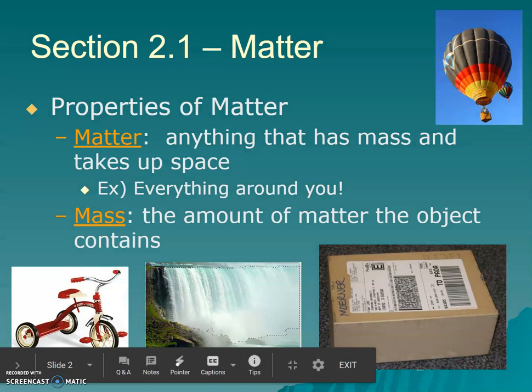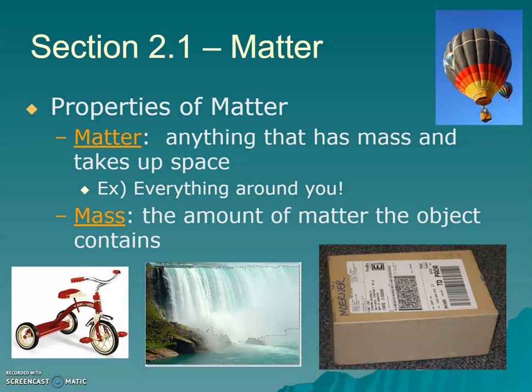All right, so first things first. What are we going to see here? Well, what is matter? Matter is anything that has mass and takes up space. So, everything around you. And what is mass? Mass is the amount of matter that an object is going to have. So these two definitions are cyclical, so you can't define one without the other.